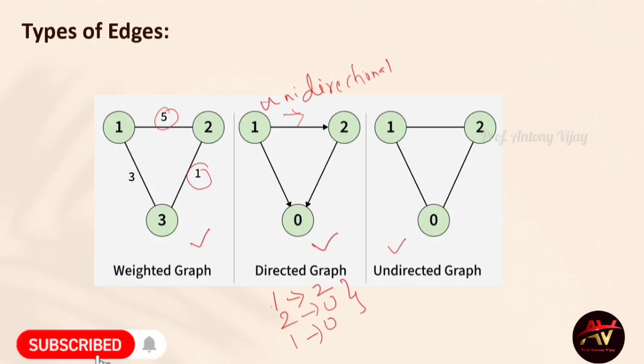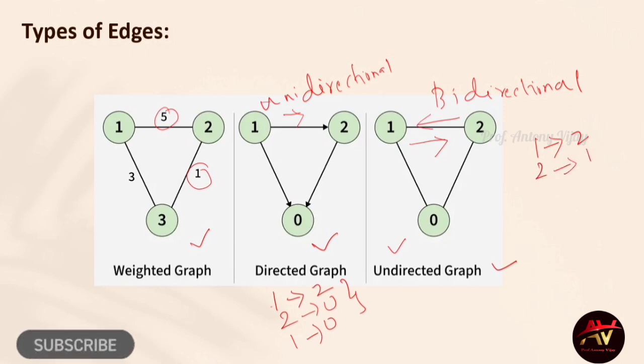But when I talk about undirected graph, it is bidirectional because there is no direction at all. This is a bidirectional one, so 1 to 2 is possible, and 2 to 1 is also possible. Likewise 1 to 0 is also possible, and 0 to 1 is also possible. Likewise 2 to 0 is also possible, and 0 to 2 is also possible. These are the different types of edges in the graph.